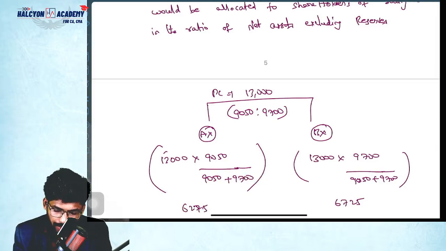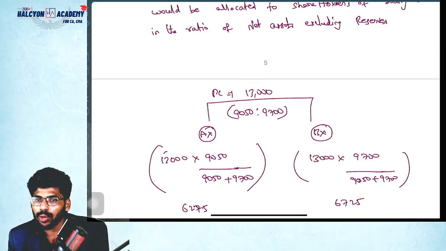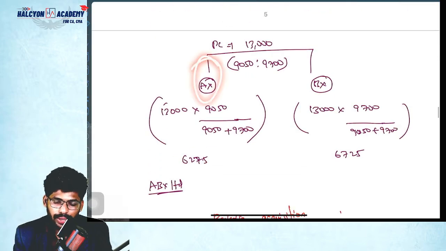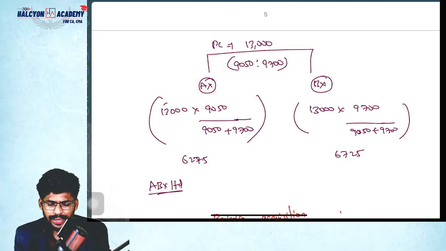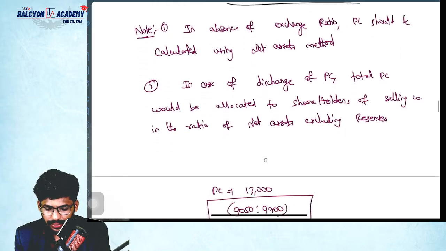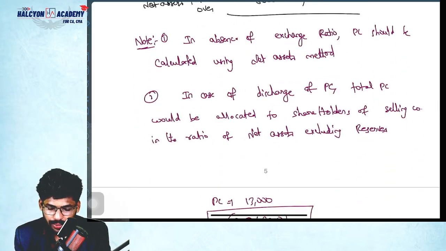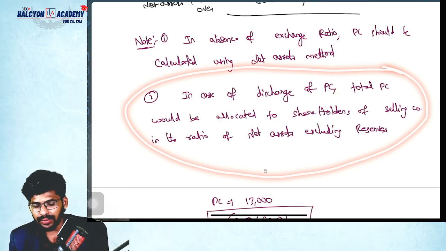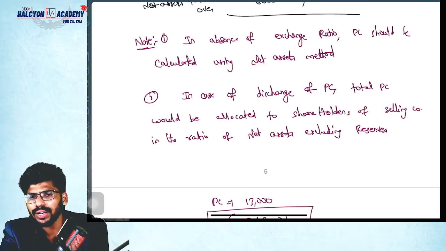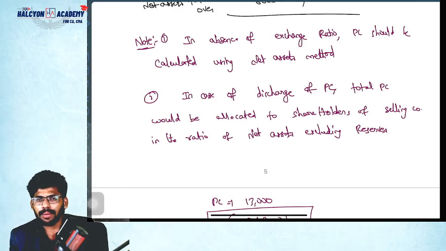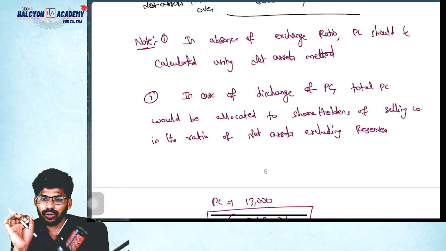So what is the total PC here? Total PC 13,000, we already know about it. Okay, so for AX Limited, what's the calculation, guys? Excluding reserves, please remember this point. Why excluding reserves? You will get one doubt, right? Sir, why excluding reserves? For calculating the purchase consideration, we have considered net assets including reserves. Correct?